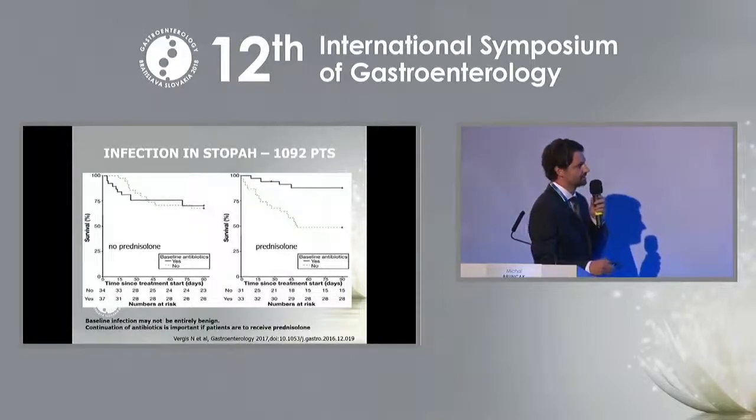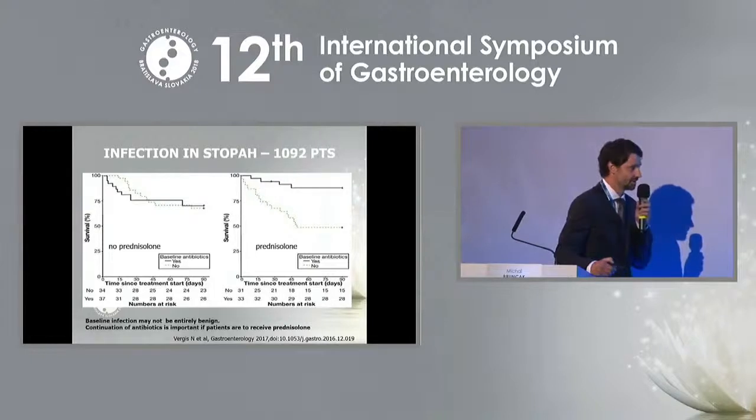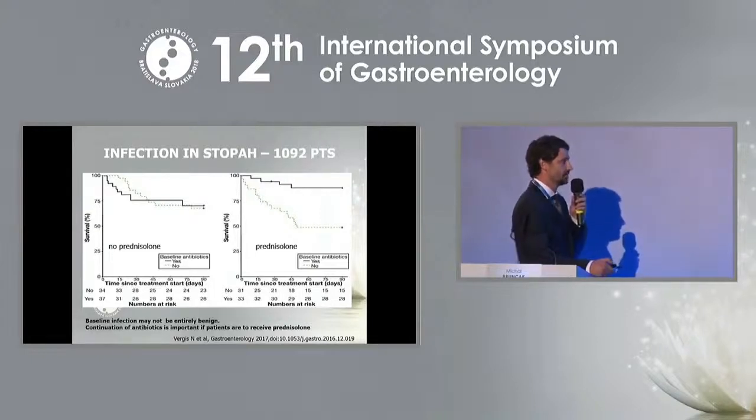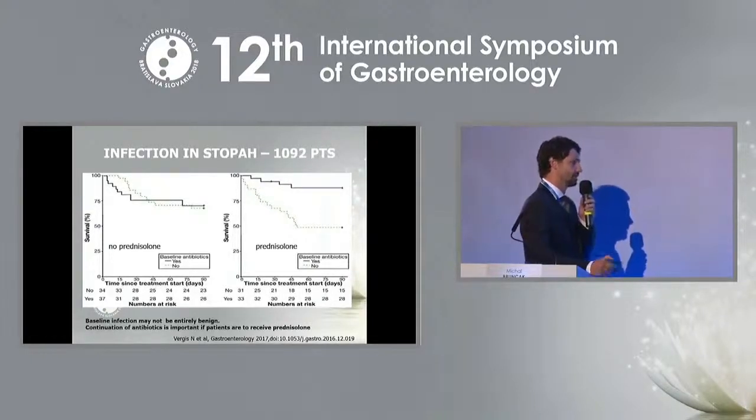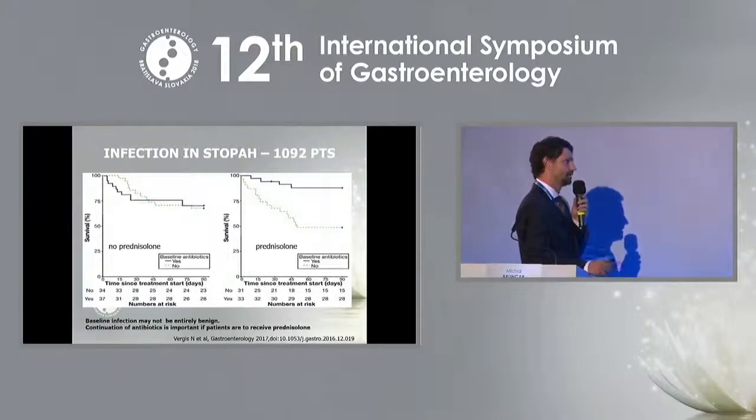2 interesting findings. Baseline infection might not be entirely benign, which means that if we treat the infection, and we are happy that the infection is resolved, and then we give prednisone to these patients, if we don't continue with antibiotics, the mortality dramatically improves if they take steroids. So the suggestion is that we probably should continue with antibiotics even after resolution of infection if we treat these patients with steroids. It was not proven in the patients without steroids, so with pentoxifylline.